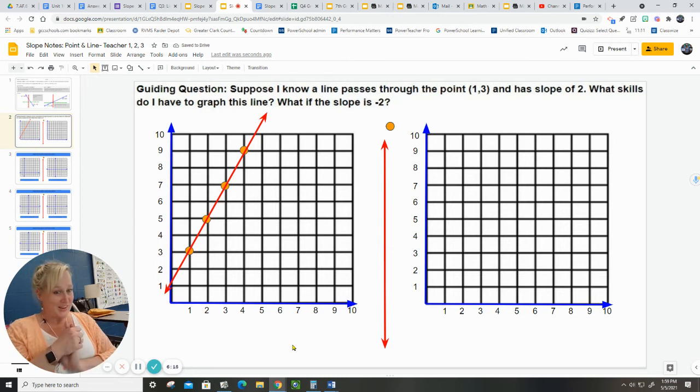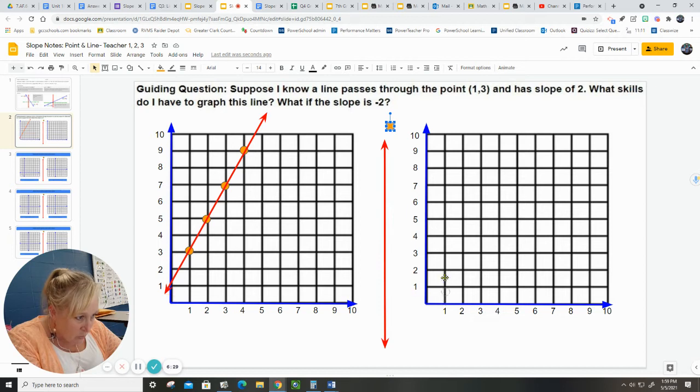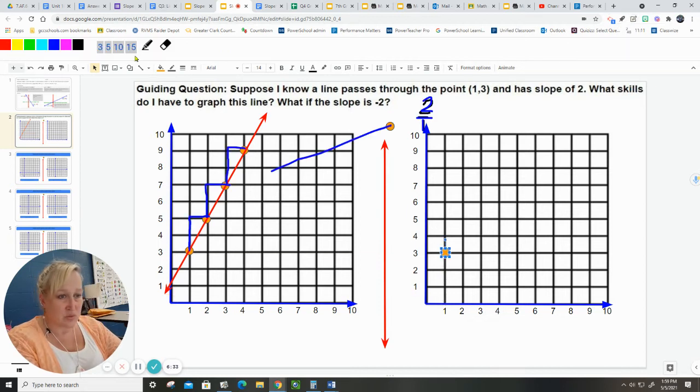We just made a line with just a point and the slope. So let's do it again over here. What if the slope is -2? Okay, so I'm still starting with the same point of 1, 3. So I'm going to drag this over here. 1, 3. Now -2 would change my drawing.